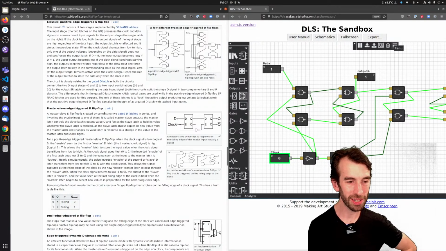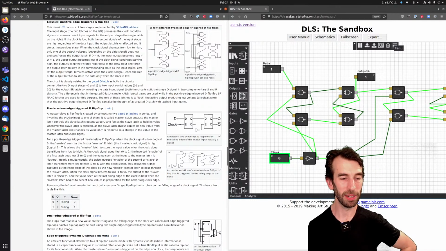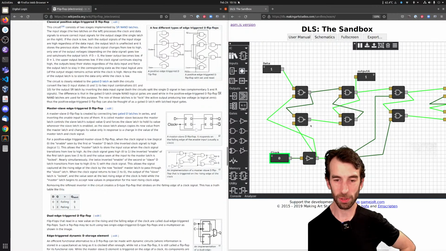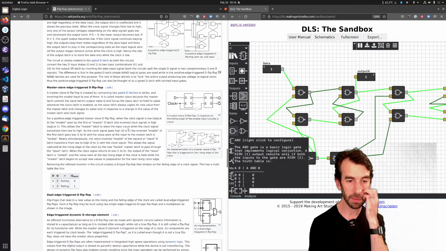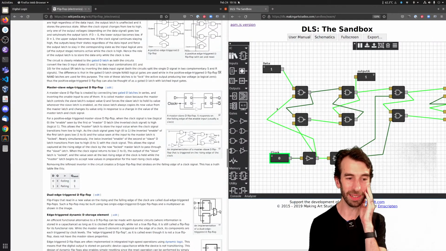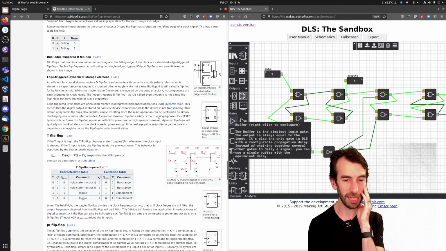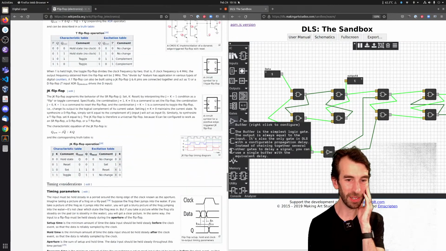What do they say about here? A master-slave D flip-flop is created by connecting 2 gated D latches in series and inverting the enable input to one of them. Yeah, so the first latch, latch 1, is controlling the output, forcing it to hold its value whenever the other one's enabled. And this would be a positive edge triggered D flip-flop. Cool, T flip-flops. There's so many flip-flops here. JK flip-flops.